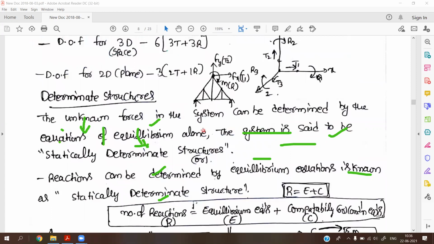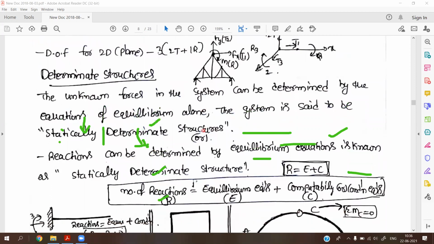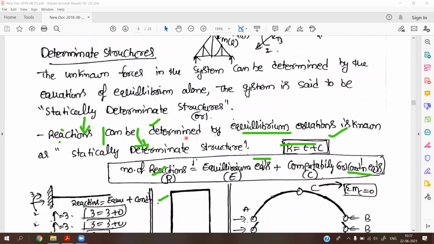Okay, so this is an introduction about degree of freedom. Next one, determinate structure. I already explained this in this class. That is, the number of reactions is equal to the equilibrium equations. Then the type of structure is known as a determinate structure.